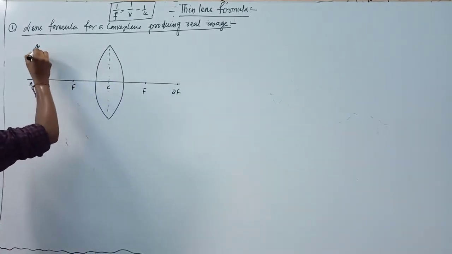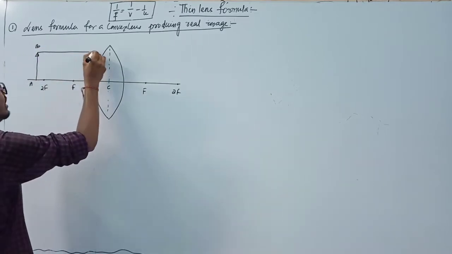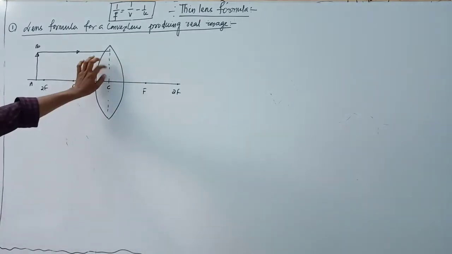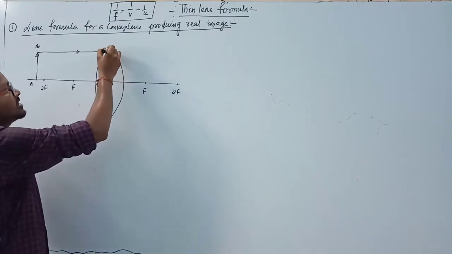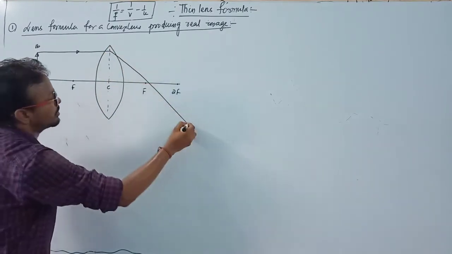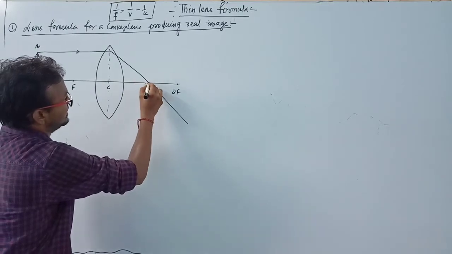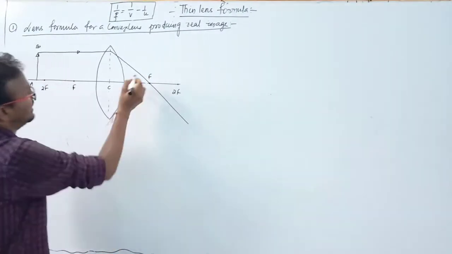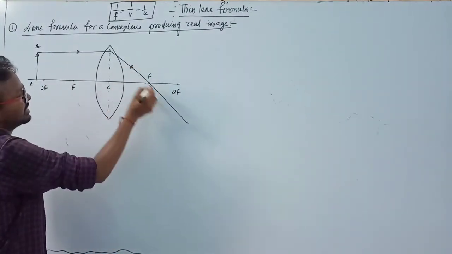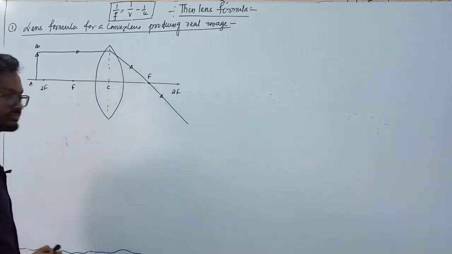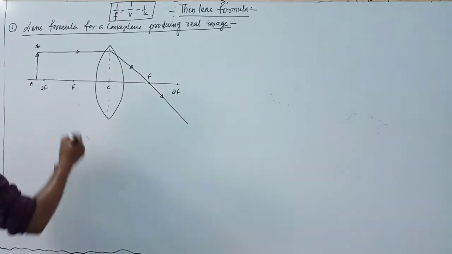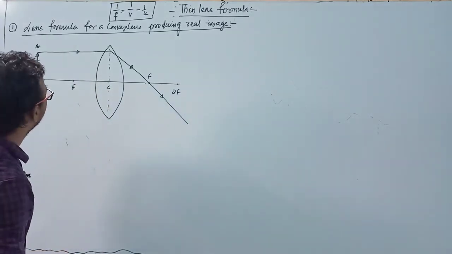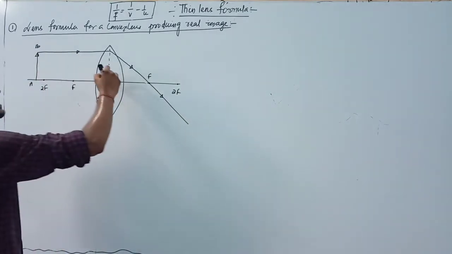The ray of light coming from this point, a ray of light which is parallel to the principal axis, after refraction through the lens passes through the focus, and that focus is known as the second focus. Clear? This is the second focus, f, and this is the first ray traveling in this direction. Again, another ray: we already know the ray which passes through the optical center travels in a straight line, undeviated, like this.